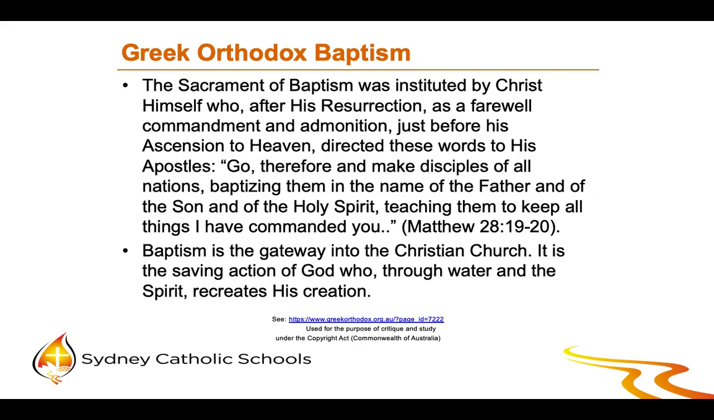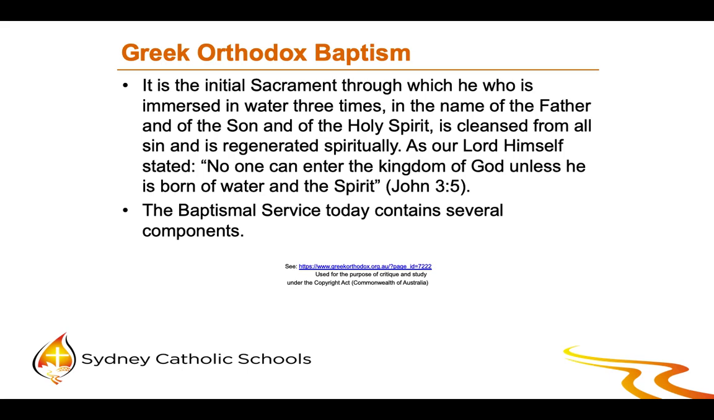Baptism is the gateway into the Christian church. It is a saving action of God who, through water and the Spirit, recreates his creation. For the Greek Orthodox variant, it is the initial sacrament through which he who is immersed in water three times, in the name of the Father, and of the Son, and of the Holy Spirit, is cleansed from all sin and is regenerated spiritually. As our Lord himself stated, "No one can enter the kingdom of God unless he is born of water and the Spirit." John chapter 3, verse 5.